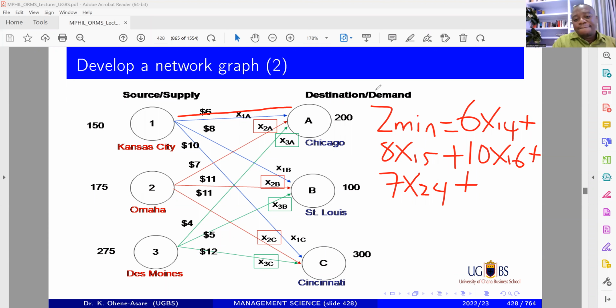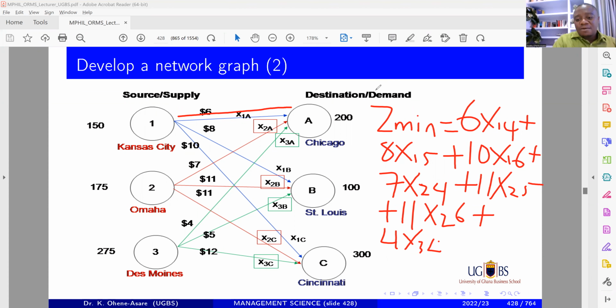7x24. Plus 11x25. Guys, watch what we are doing. Continue. Plus 11x26. Continue. Plus 4x34. 4x34. Continue. 5x35. Very good. And lastly? 12x36.